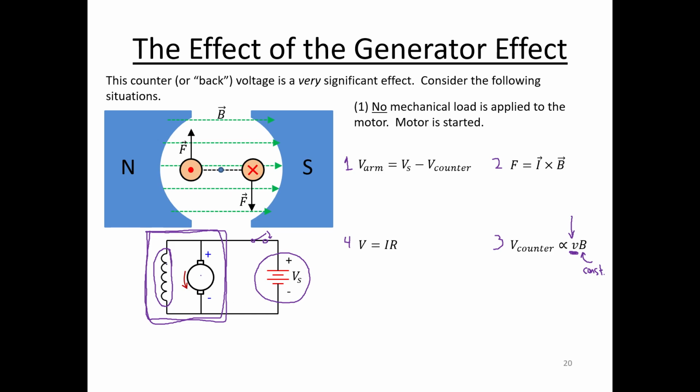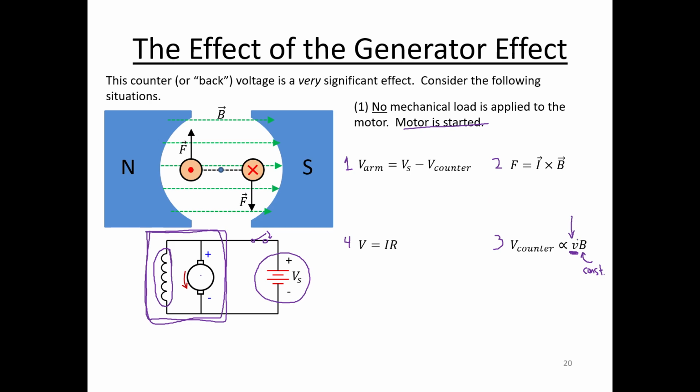So field windings and source are in parallel, so the voltage difference across the field windings is always the same, which means that the current through them is always the same. There's a couple of things to consider there. Details, though. Generally speaking, just the same. Okay, so constant magnetic field, low velocity when the motor is started.